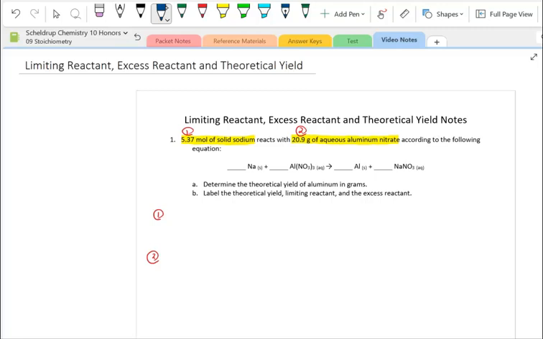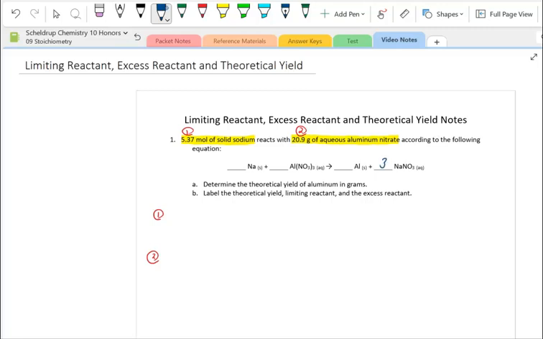Now, it gives me the skeleton equation, but it's not balanced. So the first thing I need to do before I do any stoichiometry calculations is always balance that chemical equation. If I look at this equation, I've got one Na on both sides, I've got one aluminum on both sides, but on that left side I have three of those nitrates. The right side only has one.